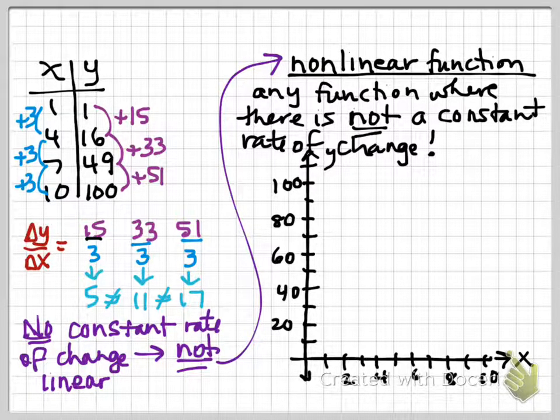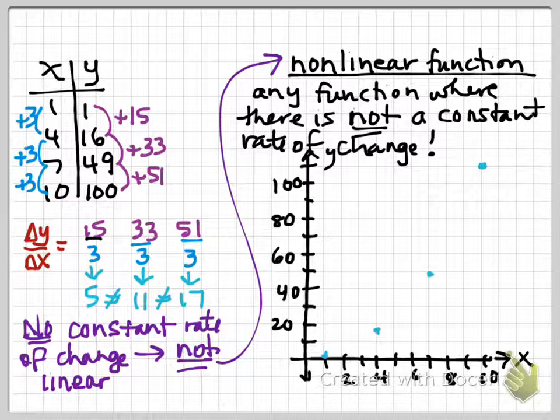So let's see, 1, 1. Yikes. That first tick mark on the vertical is 10, so 1 would be really low. So I'm going to put it just right there so you can see that it's above the x-axis. Then we went to 4, and we went to 16. Well, if this is 10, the first mark, halfway would be 15, so a little bit more than halfway. And then it went to 7, and 49 is just below 50, so somewhere around there. And then 10 goes up to 100.